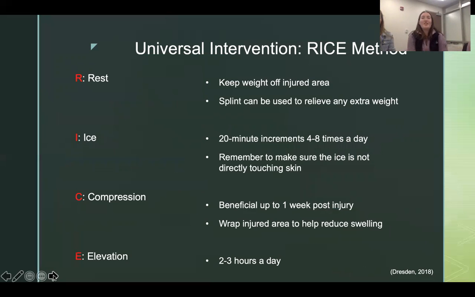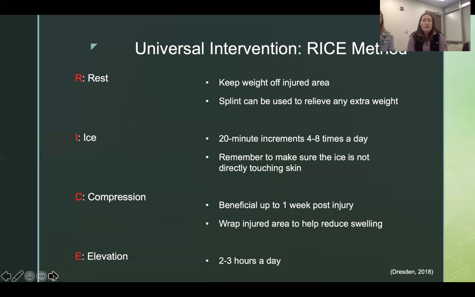So the universal intervention for the AC joint injury would be the RICE method. The RICE method stands for rest, ice, compression, and elevation. During rest, you should keep weight off of the injured area. You can use a splint to relieve any extra weight.